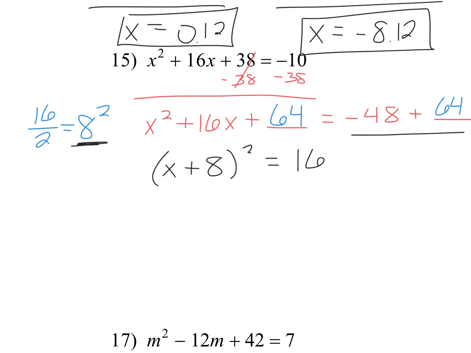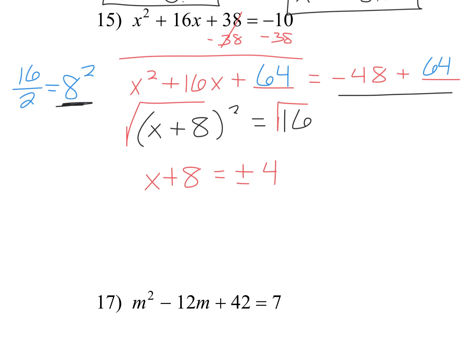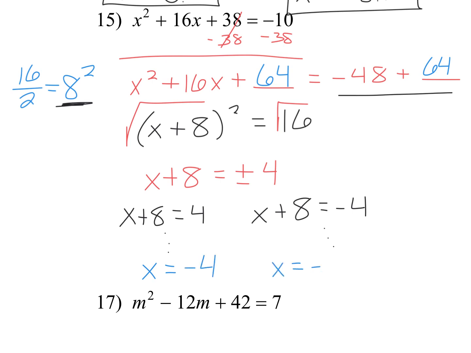How do we solve? Square root. So I get x plus 8 equals positive negative 4. And then last step. Yep, write them as their own. So we have x plus 8 equals 4, and x plus 8 equals negative 4. After you solved, what did you get for your x values? Yep, x equals negative 4, x equals negative 12.